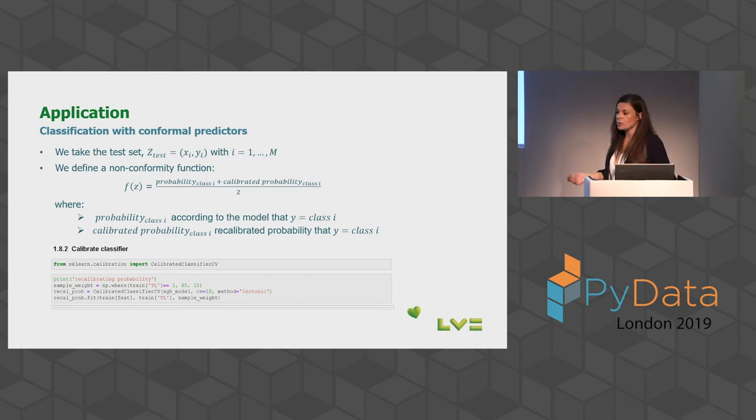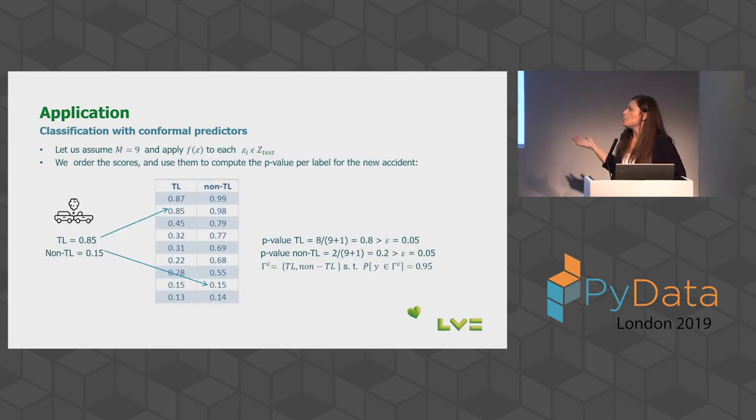plus a recalibrated probability of the same class. How did I recalibrate the probability? I did it by penalizing being total loss, and I didn't do any fancy thing. Scikit-learn did everything for me, and you have the code here. It's really easy to reproduce. With this, I built my scores, and then I had to compute for a new case what was my predicted region.